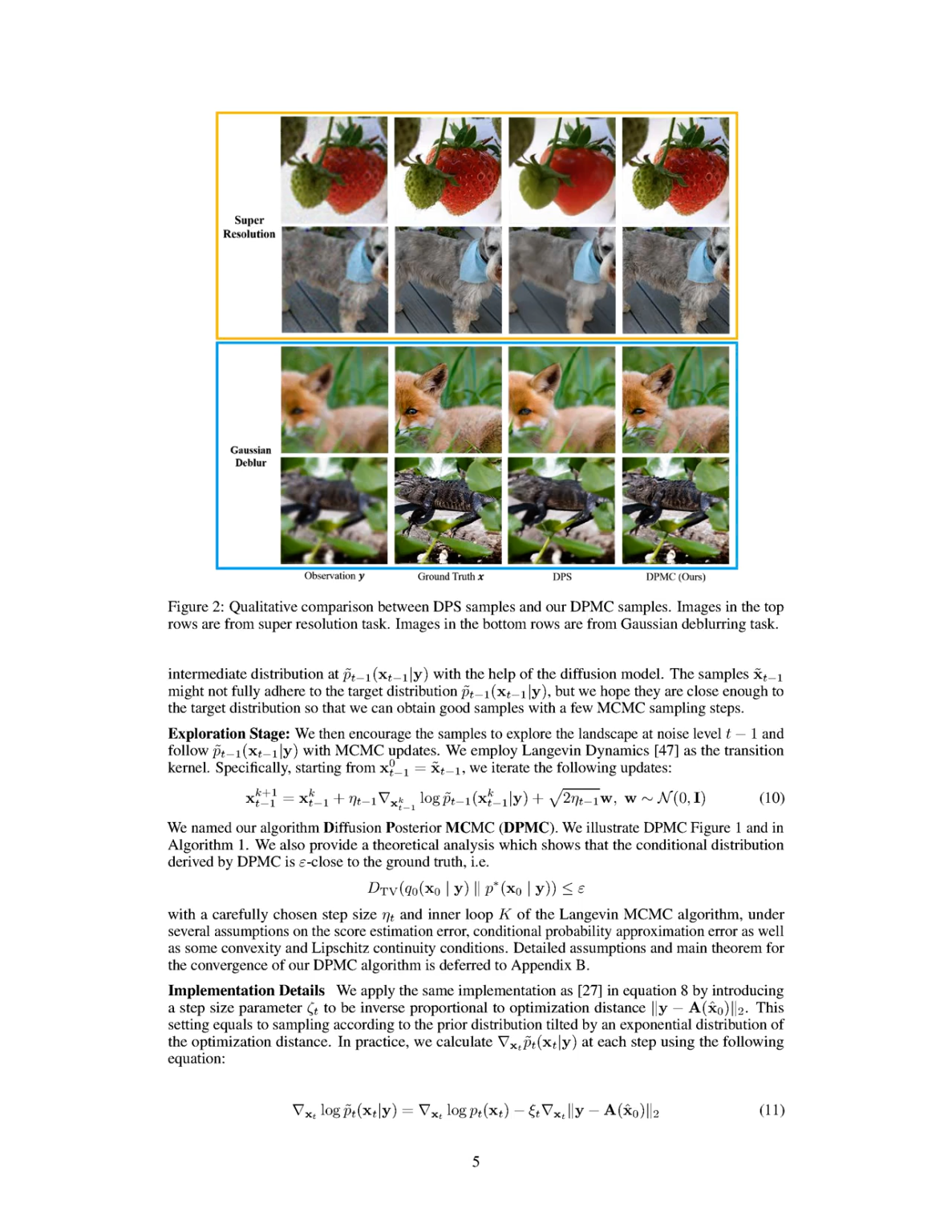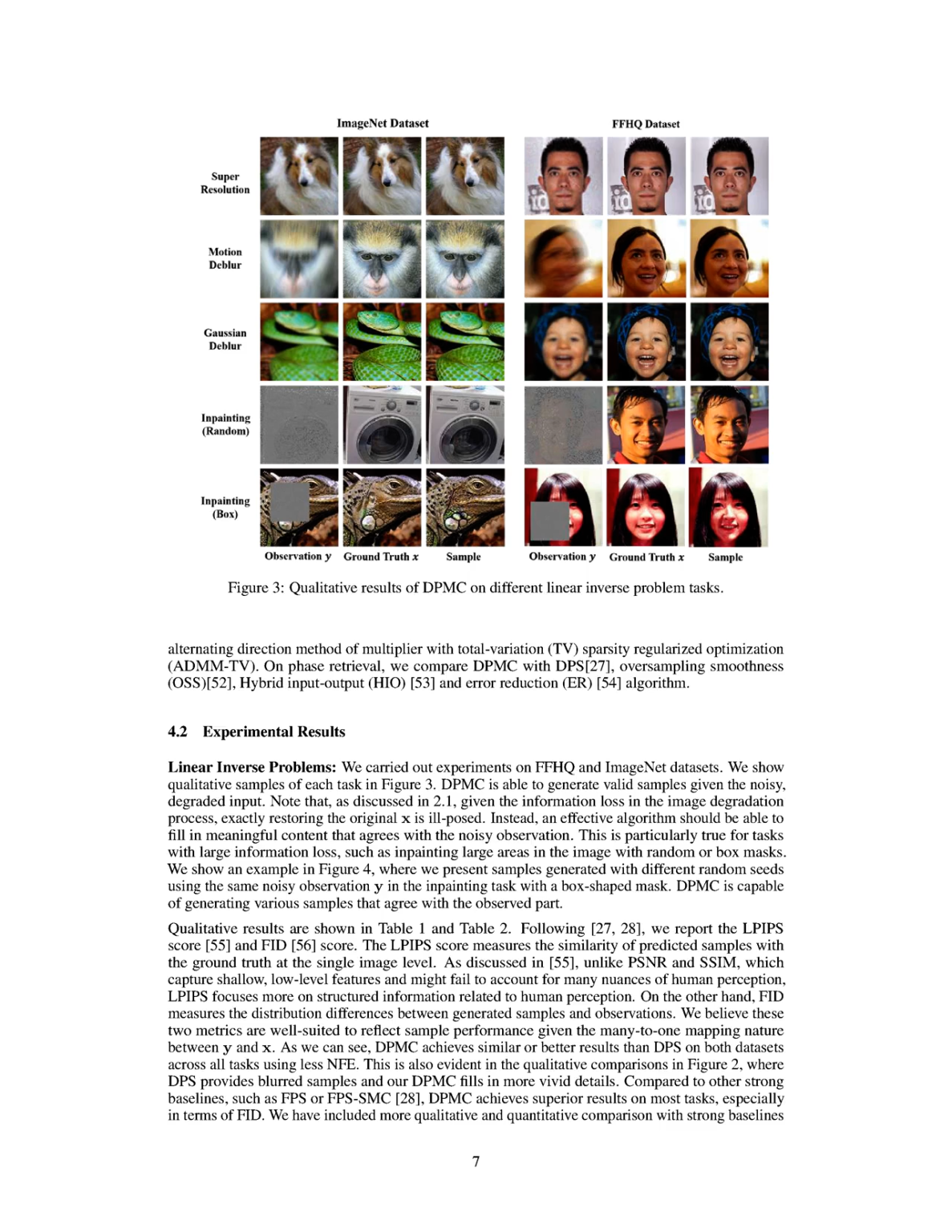In the exploration stage, the algorithm encourages the proposed samples, x_{t-1}, to explore the landscape at noise level, t-1, and follow p_{t-1}(x_{t-1}|y) through MCMC updates. Specifically, Langevin dynamics is employed as the transition kernel, iteratively updating the samples starting from x_{t-1} to refine them according to the target distribution. This two-stage process allows DPMC to effectively bridge the gap between the noise distribution and the target distribution, enhancing the quality of the generated samples in solving inverse problems.